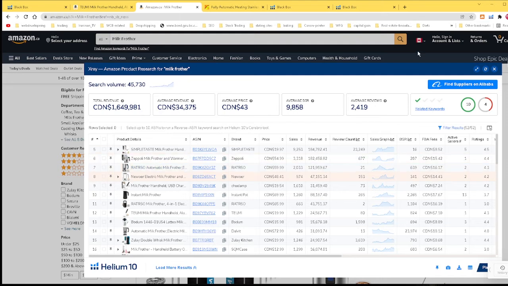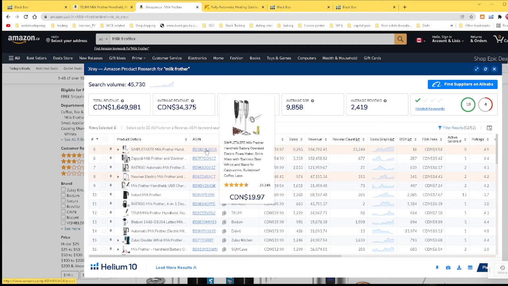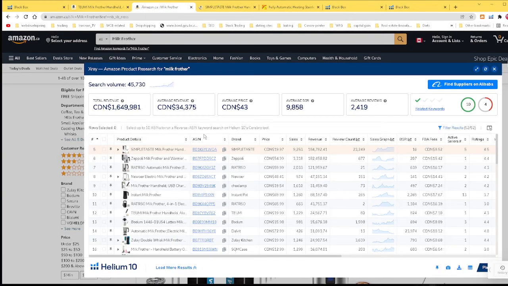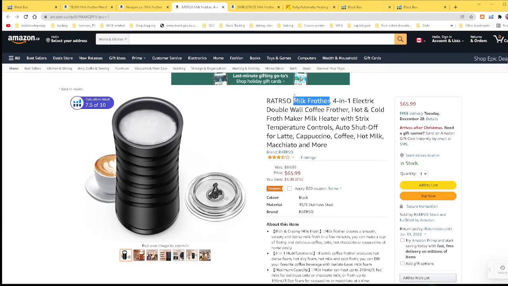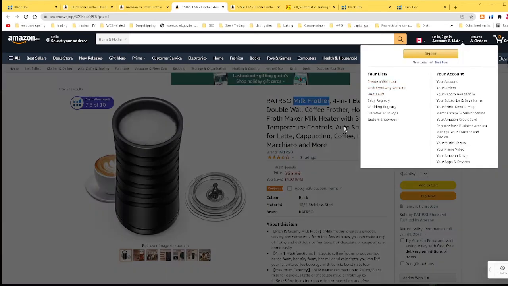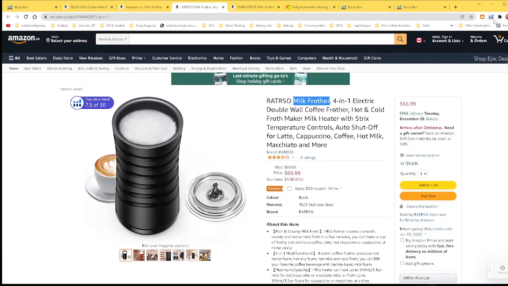Let's go to Amazon. No, this one, sorry, this one. Let's go to Amazon, because it's a product similar to this product, assuming we are going to sell it somewhere around $65. Let's see how much profit we're going to make.